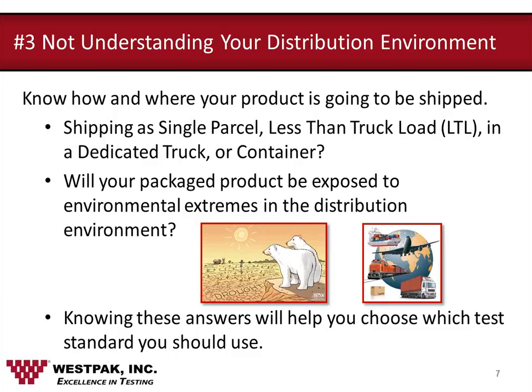So if you're using a single parcel environment such as FedEx or UPS, or a Western truckload shipment style LTL, such as Yellow Freight or Consolidated Freight, the difference between those two is that in a single parcel system you're going to have the individual packages thrown around and tossed around. On the LTL, they're going to palletize them and ship them usually a pallet load at a time. Or do you have a dedicated truck or container for your company, and is that how you ship stuff? Knowing these things will help you better design your package and cushion system for your product.